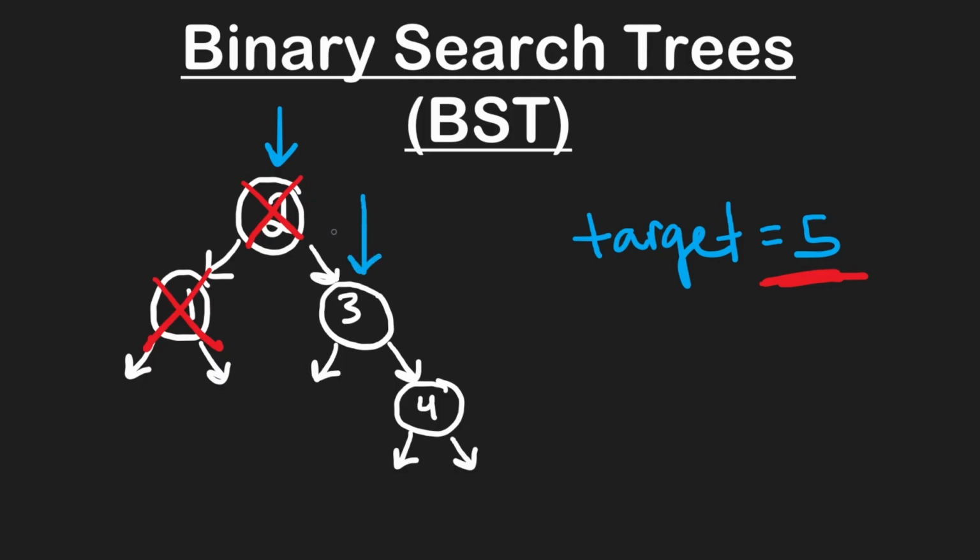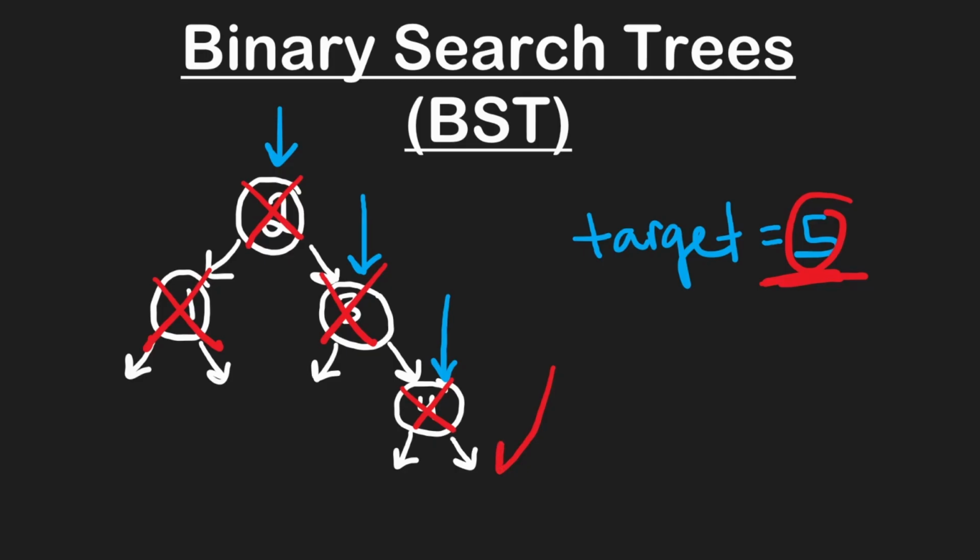Now we would look at the right child here, and we would do the same exact comparison. This is not equal to 5, but is 5 greater than 3 or less than 3? It's greater than 3, so we're going to go look to the right. We would have eliminated anything on the left, but there isn't anything here anyway. So now we're at pretty much the last node. Is this equal to 5? It's not. 5 is greater than 4, so we're going to go down to the right.